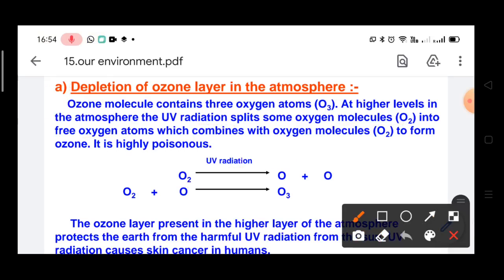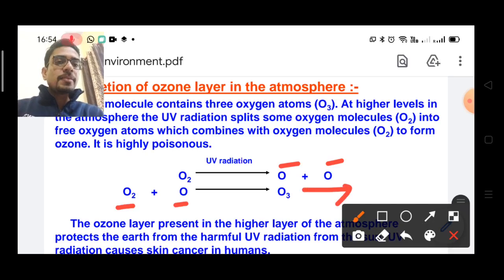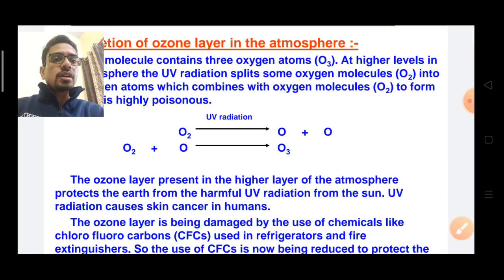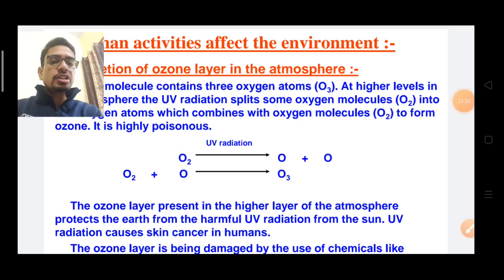So how does this happen? O2 splits into O plus O and some other O2 molecules combine with single O to form O3. Thus you can see that the ozone layer uses UV radiation in its formation and does not let it pass into the atmosphere. So the ozone layer present in a higher layer of the atmosphere protects the earth from UV radiation. And UV radiation has a very harmful effect. It can cause skin cancer in humans. Okay. So if there is no ozone layer, UV radiation will directly come to the humans.